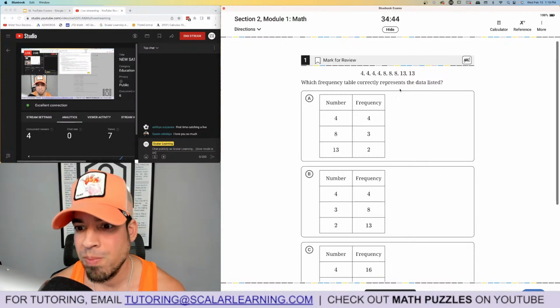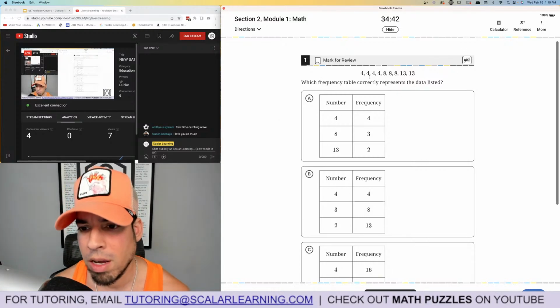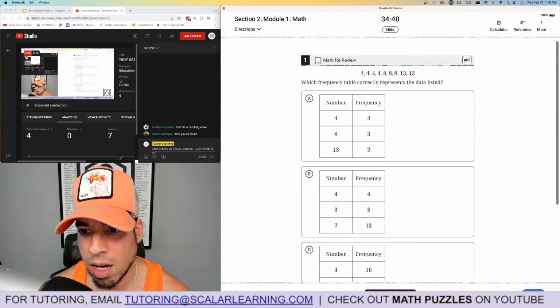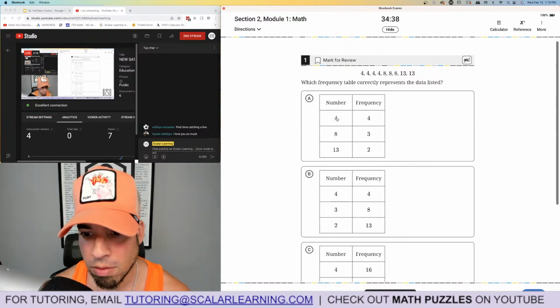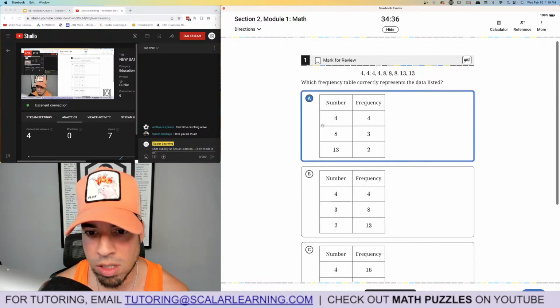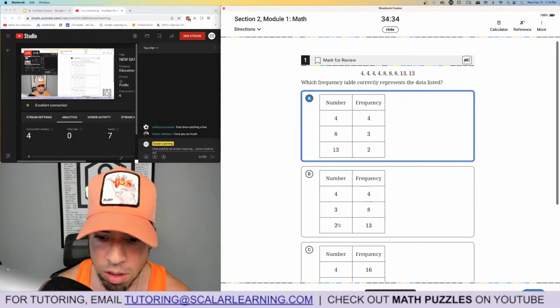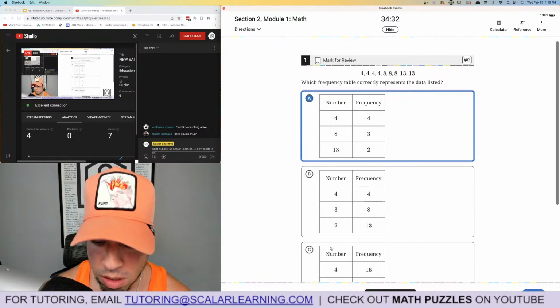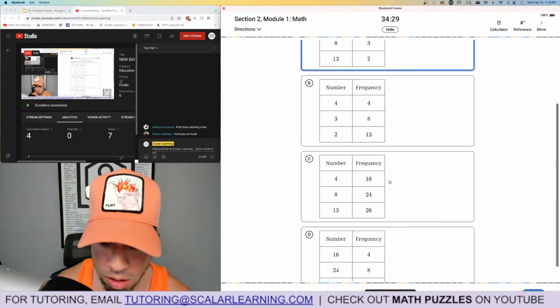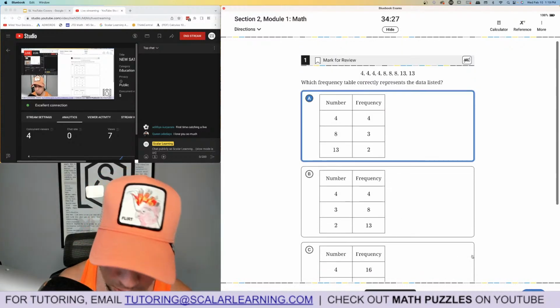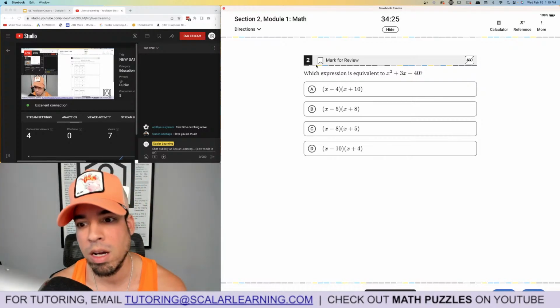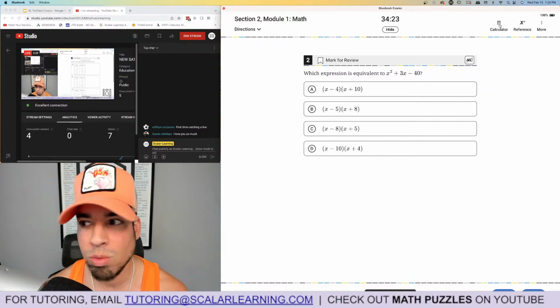The time has started. So, okay, for which frequency table represents? Okay, so this is a frequency table. We've got 4 4s, 3 8s, and 2 13s. So I'd say A is the winner. 4 4s, 3 8s is what this is saying. So this is wrong. I don't even know what these are. 16, yeah, so it's got to be A. Boom, next. So cool. All right, which expression is, where's the annotate button?